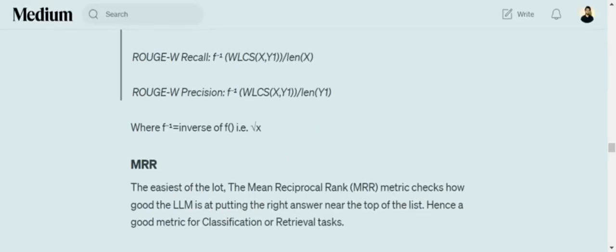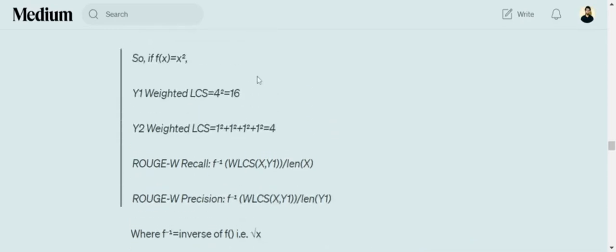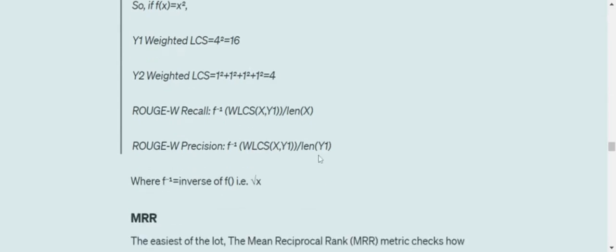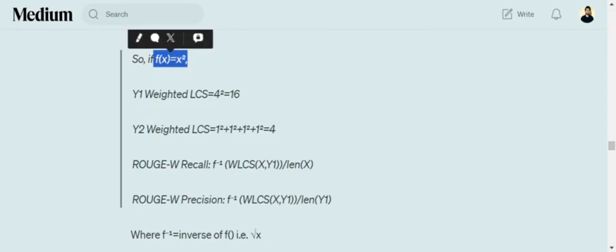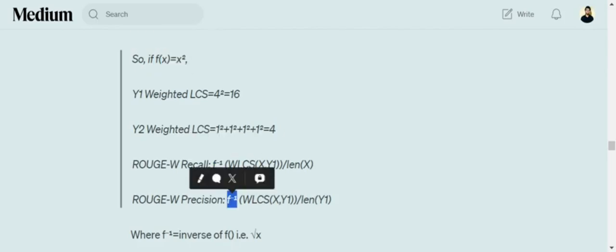Now ROUGE-W recall would be f inverse of weighted LCS of x comma Y1 upon length of x, while precision would be f inverse of weighted LCS of x comma Y1 upon length of Y1. This is the equation that we are following. Similarly for Y2 also you can calculate, where f inverse is basically the inverse of the weight function that you're using, that would be root x in this particular example. This function can be anything. Don't think it has to be just x square. The equation is very similar to what we have been following for recall and precision, but with just the addition of f inverse in the starting.